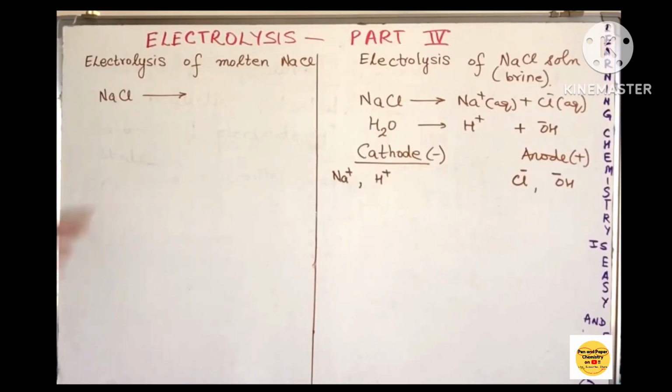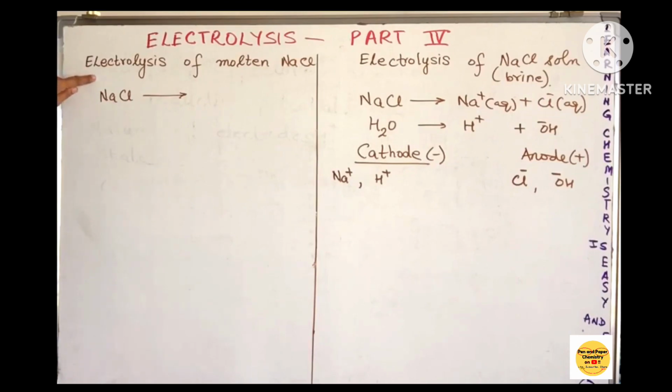Continuing with our topic of electrolysis. In part 3 we had mentioned 4 factors which affect the product of electrolysis, and we have already covered 2 in part 3, that is the nature of the electrodes and the electrode potential of the ions involved, or what is more specifically called the reduction potential of the ions involved.